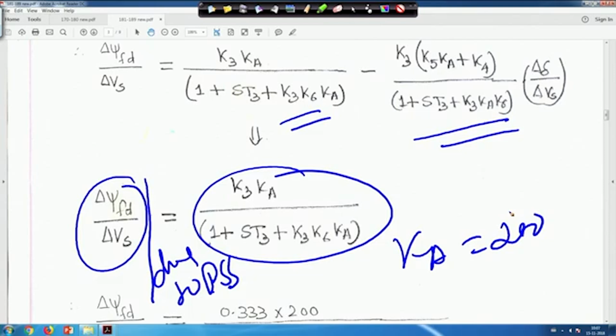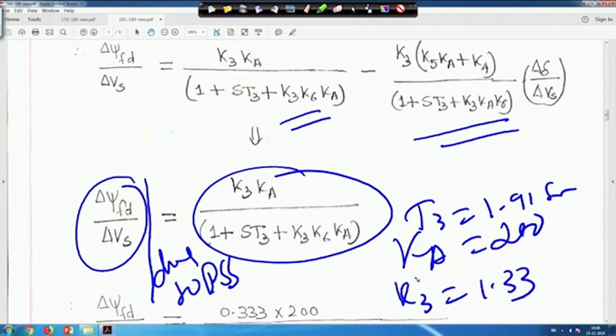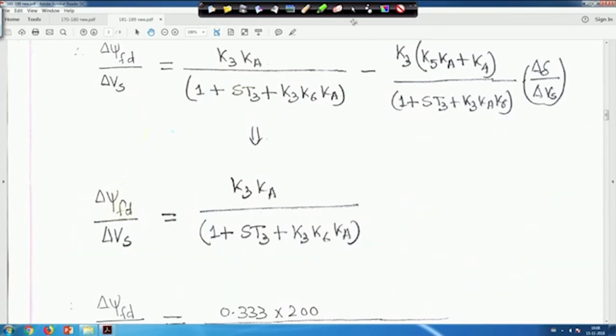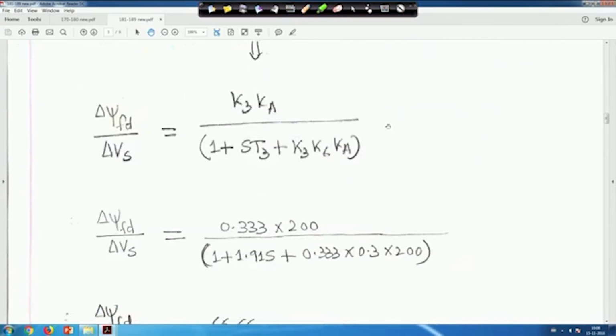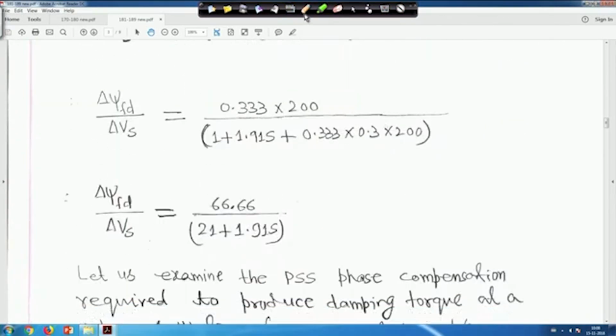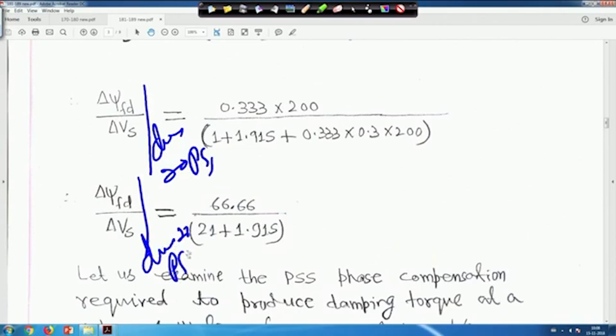So, we know all the parameters initially given, and K is equal to 200 we have taken, and T3 also we have taken, I think 1.91 seconds, and K3 also 1.333, and all the other parameters we have taken previously. You substitute all these parameters, then you will find that this is actually due to PSS, right. So, there will be no confusion at all. You put all these parameters, and this delta psi f d over delta Vs is actually due to the power system stabilizer, this term has been introduced, right.